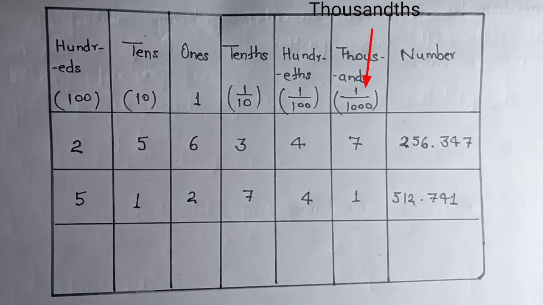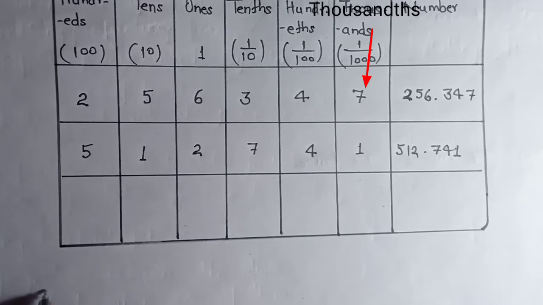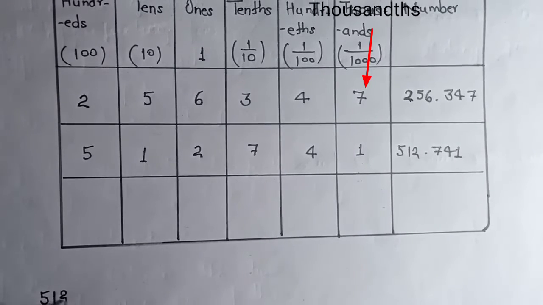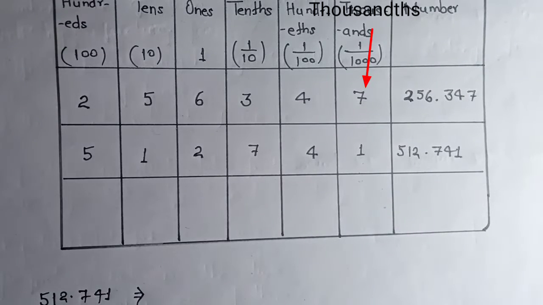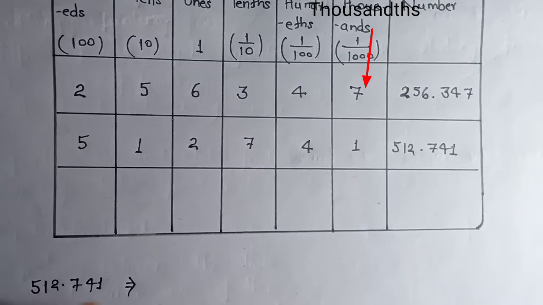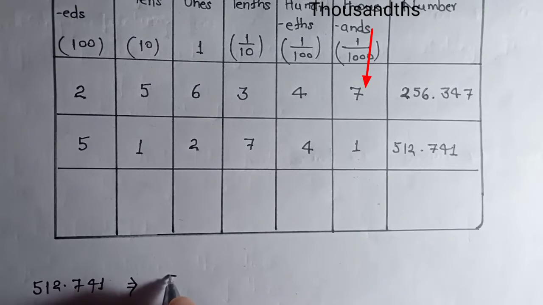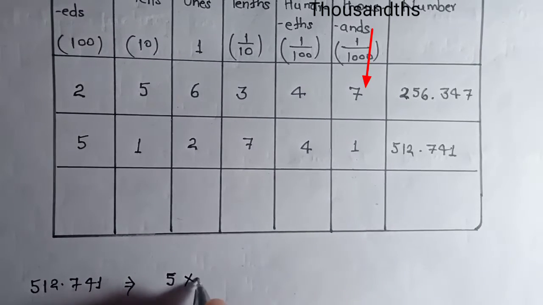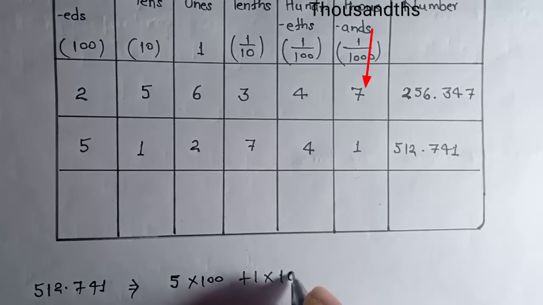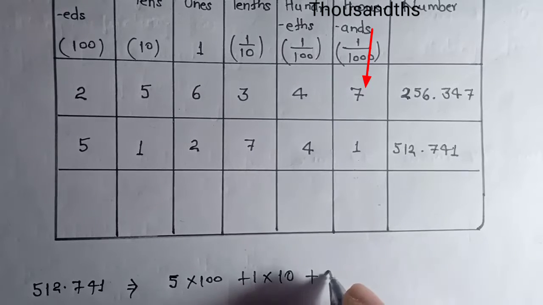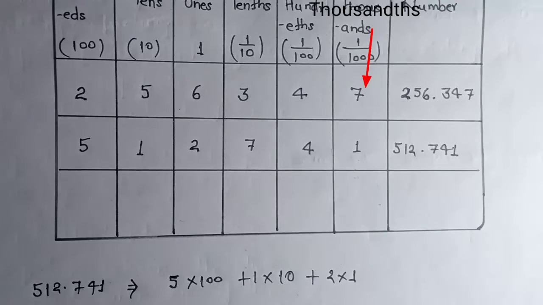In class 6, you came to know all these ideas. And if we are given the number 512.741 and we have to write it in extended form, then it must be 500. Normally what you write when you have a number 500 is 5 into 100, plus 1 into 10, and this 2 into 1.